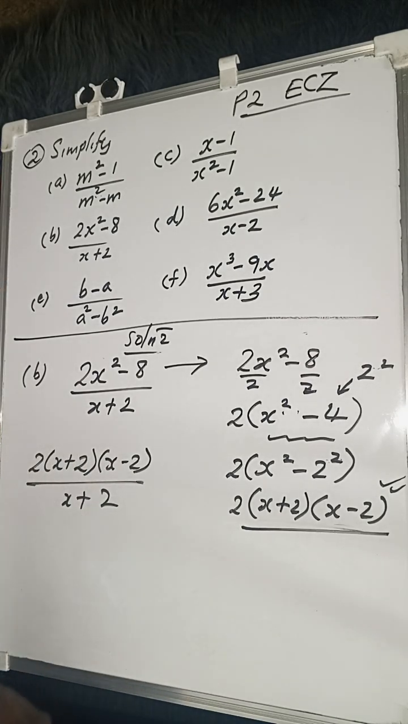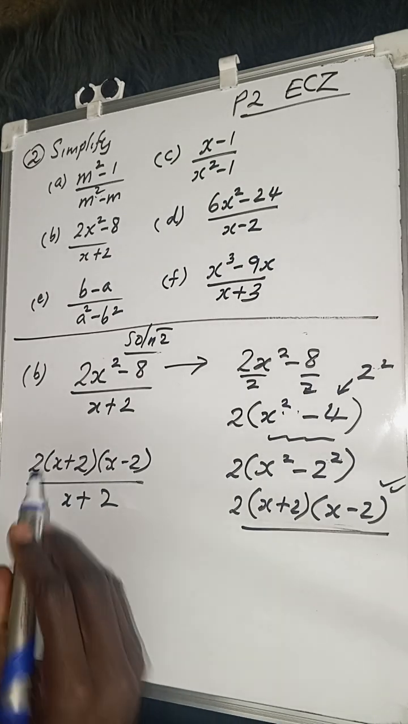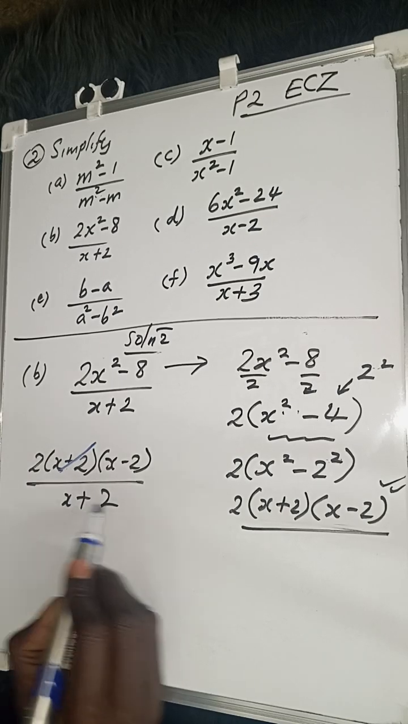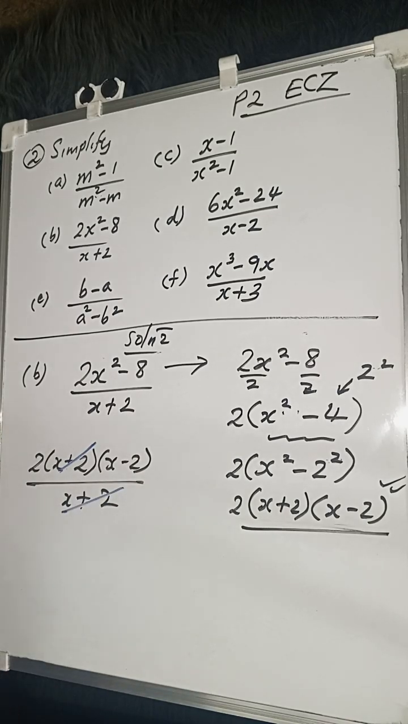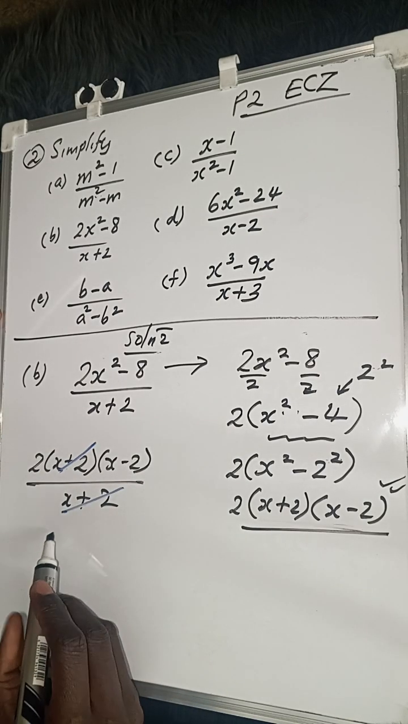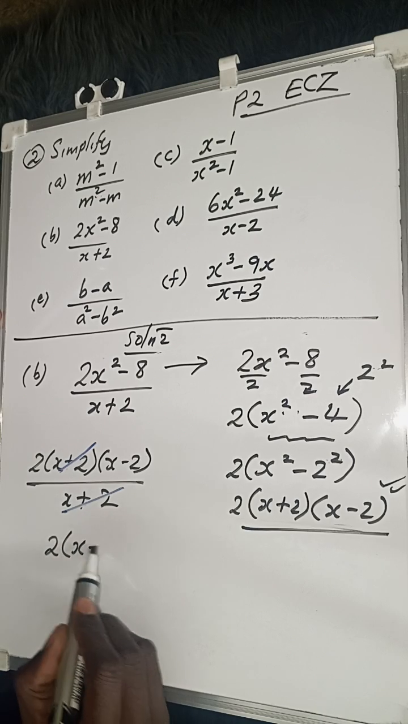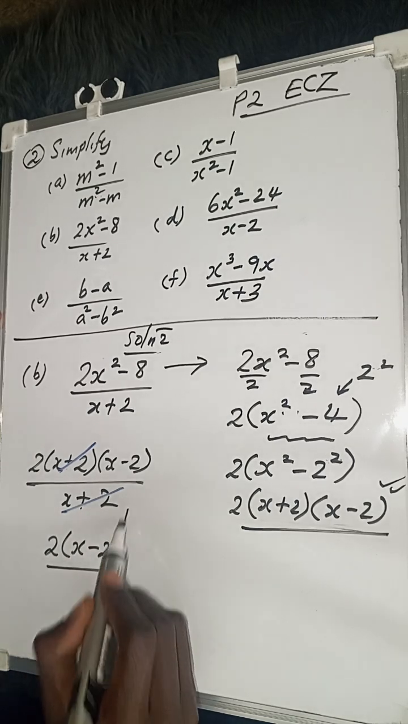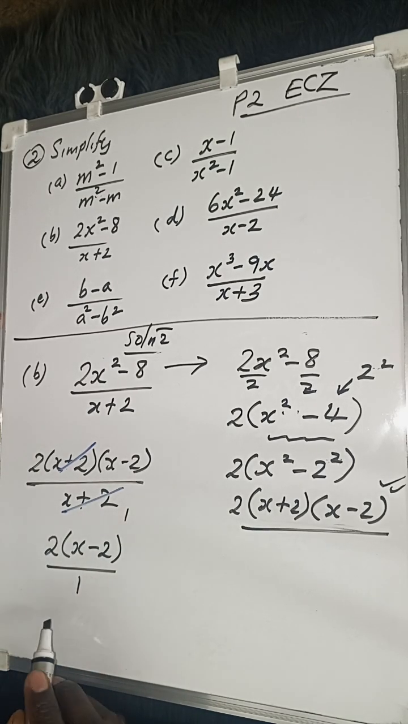Then try to see. Remember, the question says we simplify. Is there anything that can cancel at the bottom and at the top? Yes, there's actually something. I've got x plus 2. This will cancel with this x plus 2. So on top, I'll remain with 2 multiplied by x minus 2, over, at the bottom here, I've remained with 1. 1 into that will just give me 2x minus 2.